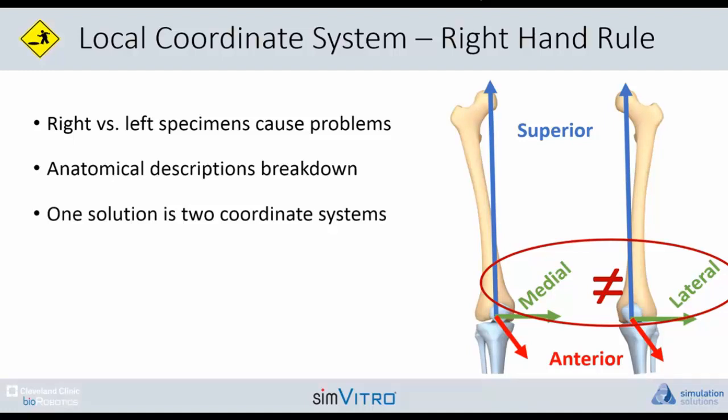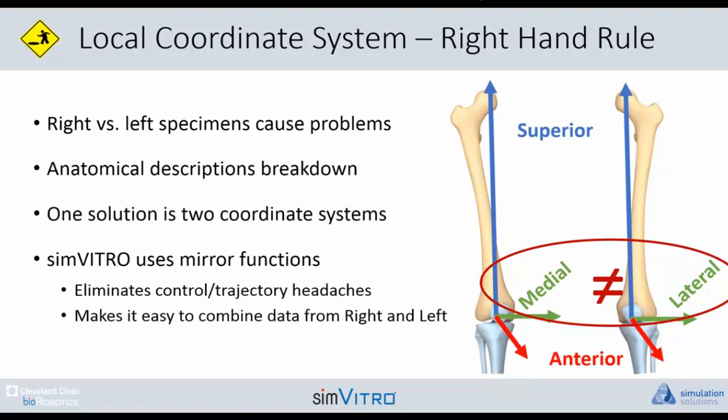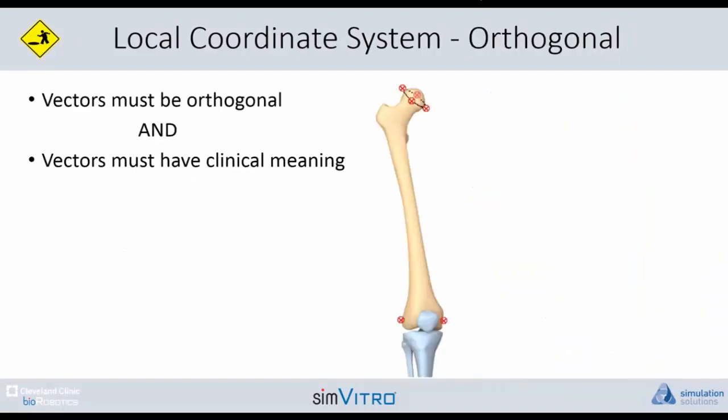The control gets messy. So within simVITRO, the solution we've used is a mirror function. It eliminates all the control and trajectory headaches, and it makes it easy to combine data from the left and the right sides. And that really allows the user to combine their data in a way that they can communicate it easily in a manuscript and publication.